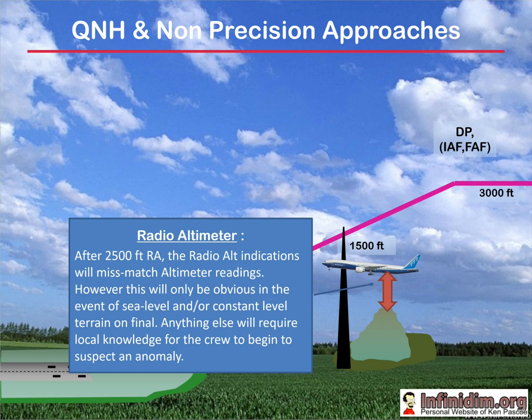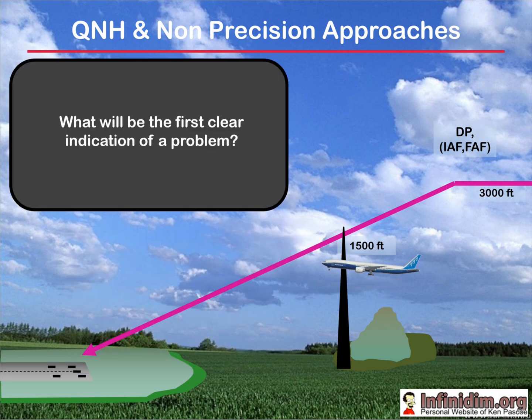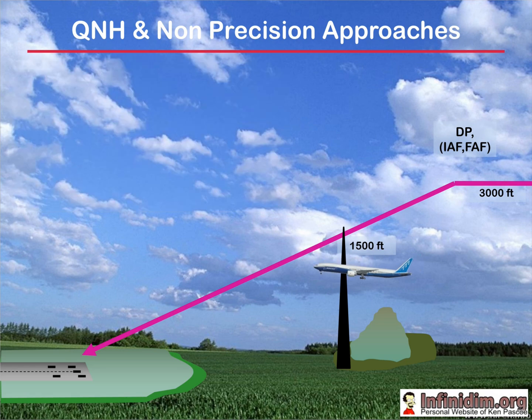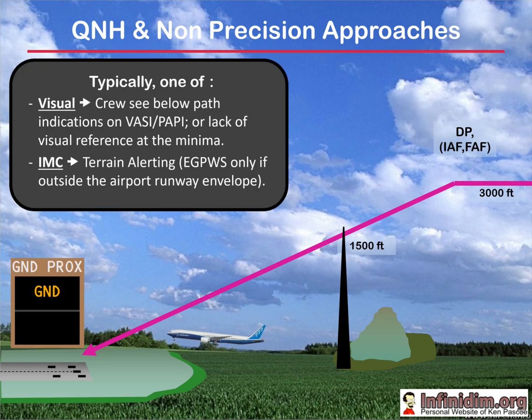A situationally aware crew, particularly one with previous experience of the approach, may well pick up on a disconnect between the altitude and the radio altitude once it becomes alive. So the question that remains is, what will be the first clear sign that we have a problem? Typically, the first indication of a problem will be either the visual reference with runway, VASI, PAPI, and a clear below slope indication, or an eGPWS terrain alert. Note that potentially the eGPWS may not alert if the aircraft is within the airfield environment.